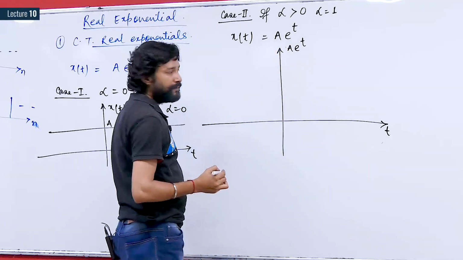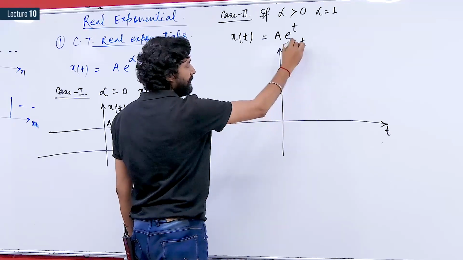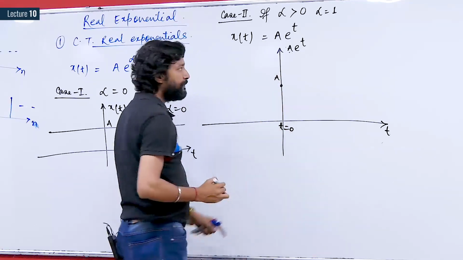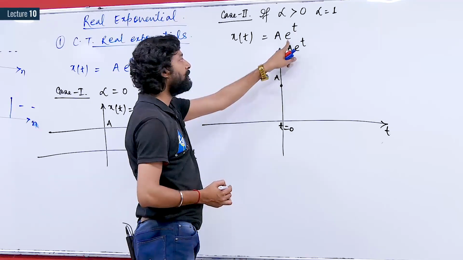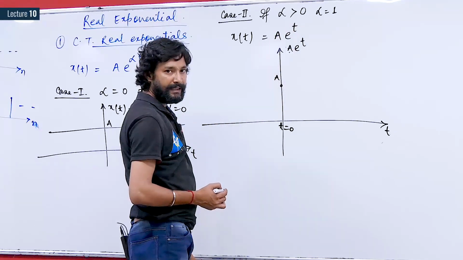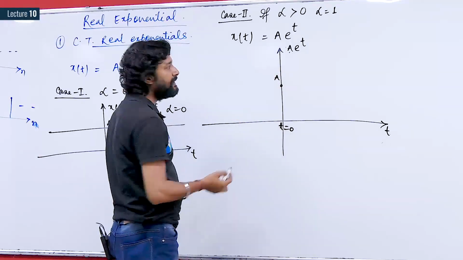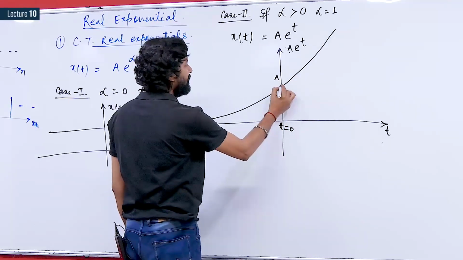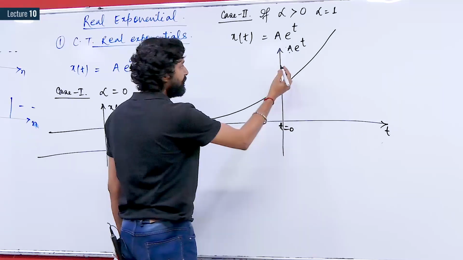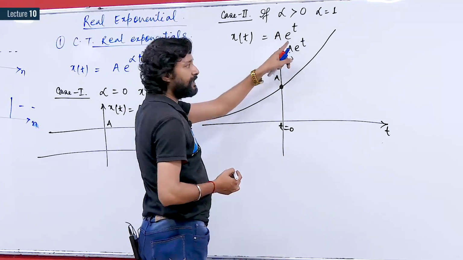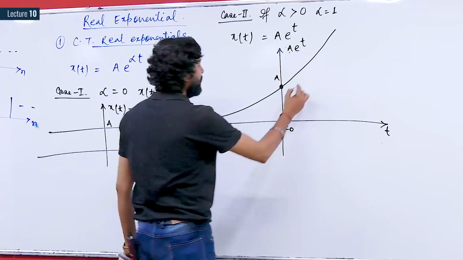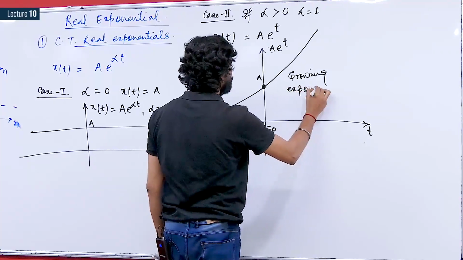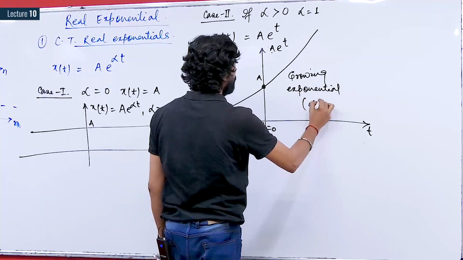if you put t equal to 0, then e to the power t will be 1, therefore a into 1 will be a. So at t equal to 0, the value of the function is going to be a. If you put t equal to plus infinity, then 2.73 to the power plus infinity will give you infinity, and if you put t equal to minus infinity, then the function will be 0. So you can plot this signal as an exponentially growing signal, which will be plotted like this. It is your signal a e to the power alpha t for alpha greater than 0. So it is a growing exponential for alpha greater than 0.